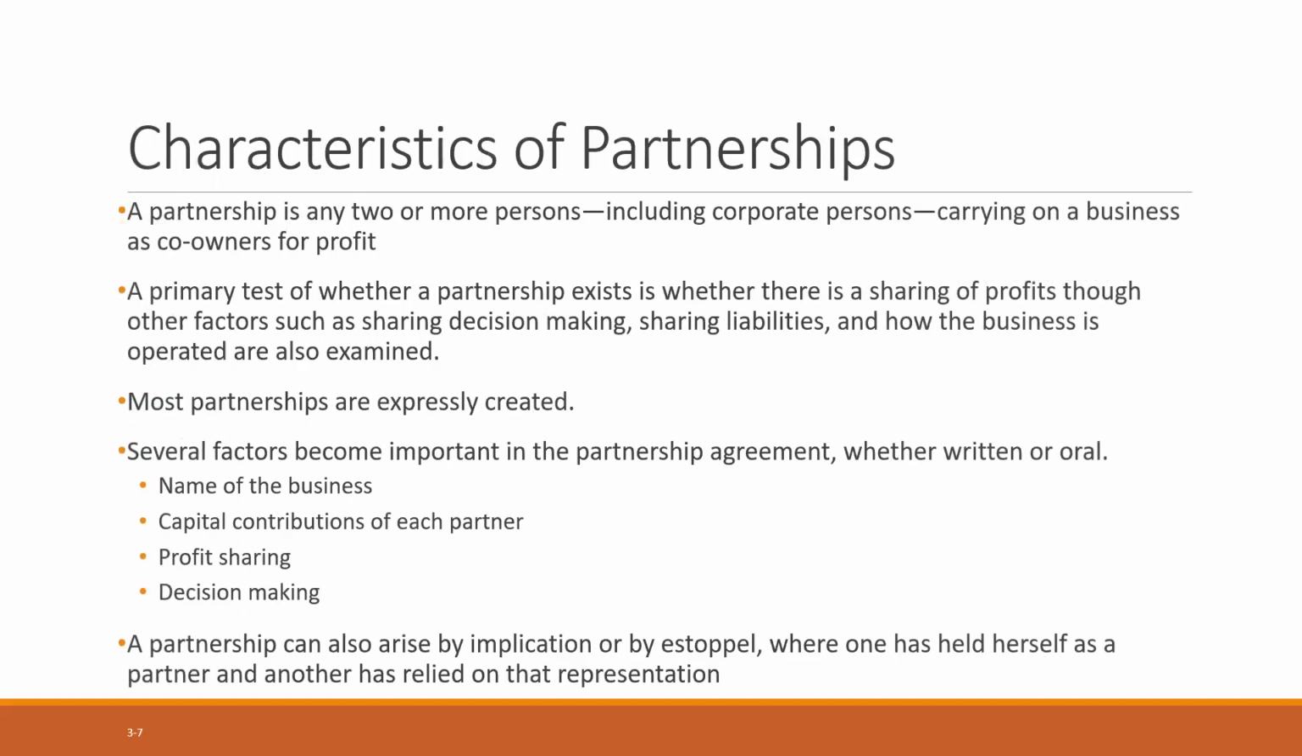All right. Again, this is kind of the stuff I already said. It's 2 or more persons. The primary test of if a partnership exists is whether it's sharing profits. Most partnerships are what's called expressly created. If you remember from our other chapters, express means directly, or usually it means written out.